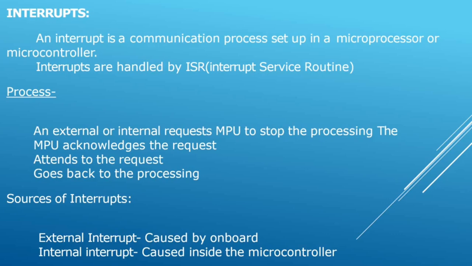Okay. So an external or internal request to the MPU to stop the processing. The MPU acknowledges the request, attends to the request, and goes back to the processing it was doing. So, sources of interrupts: an external interrupt could be caused by onboard devices, and an internal interrupt occurs inside the microcontroller. So you can see the difference.